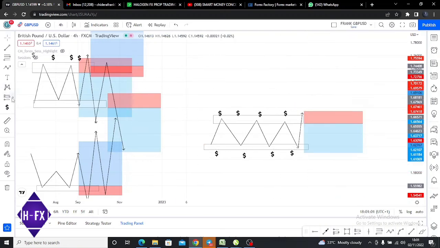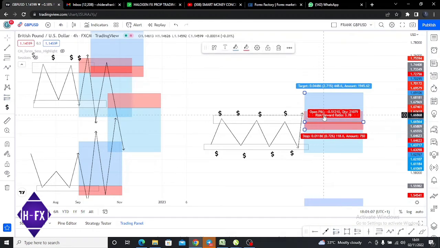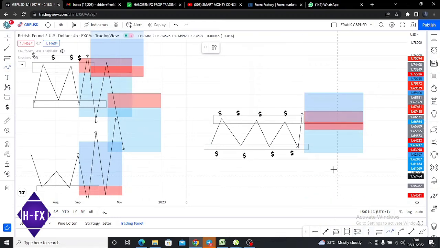There are also those whose stop loss is below the resistance. They take them out too. After taking them out, they bring price back down.